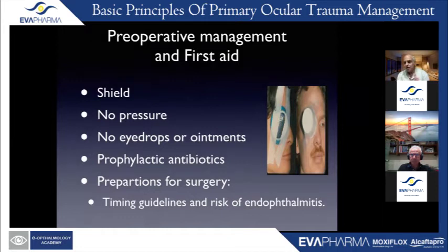You should cover the eye when you examine the patient. You should put no pressure on the eye. Be extremely careful: you have to press on the orbital margin when you want to open the eyelid. Don't press on the eyelids. No eye drops or ointments in an open globe injury. Usually, especially if the patient presents late, or generally, we can give prophylactic antibiotics systemically. And we should prepare for surgery as soon as possible. The sooner the better, due to the risk of endophthalmitis.